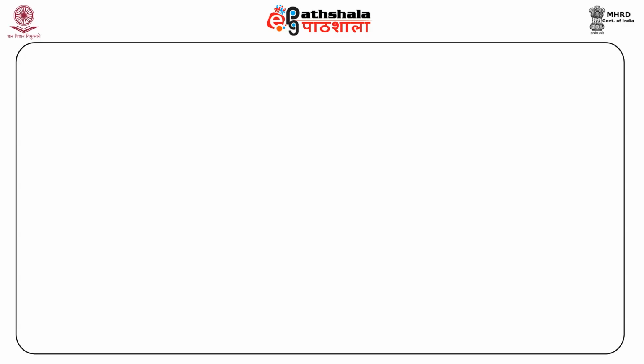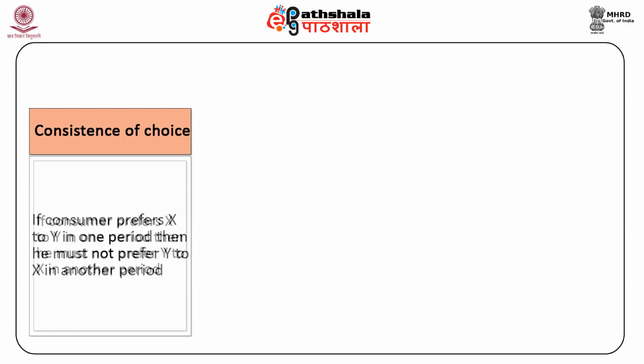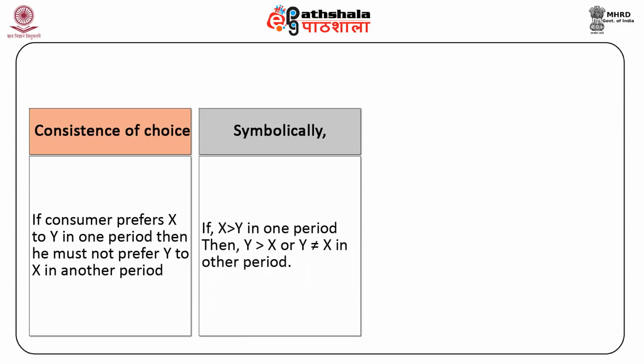Whereas, as per consistence of choice, if a consumer prefers good X to good Y in one period, then he must not prefer good Y to good X in another period, or must not treat both the goods as equal. Symbolically, if x is greater than y in one period, then y is not greater than or equal to x in the other period.